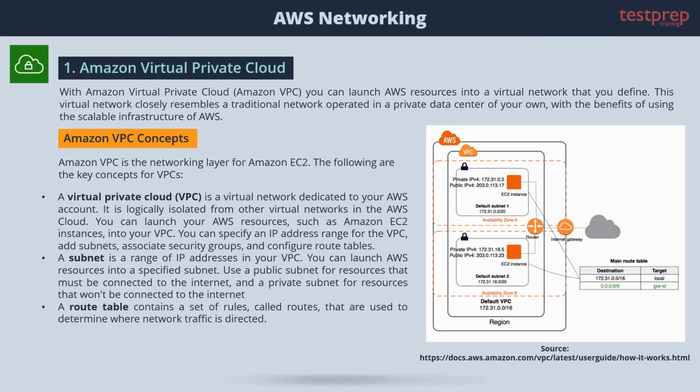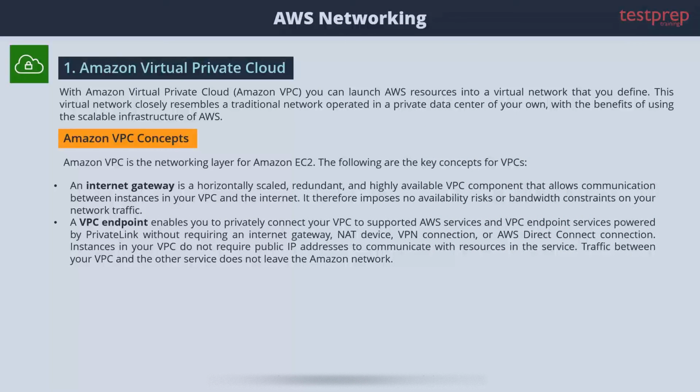A subnet is a range of IP addresses in your VPC. You can launch AWS resources into a specified subnet. Use a public subnet for resources that must be connected to the internet, and a private subnet for resources that won't be connected to the internet. A route table contains a set of rules, called routes, that are used to determine where network traffic is directed.